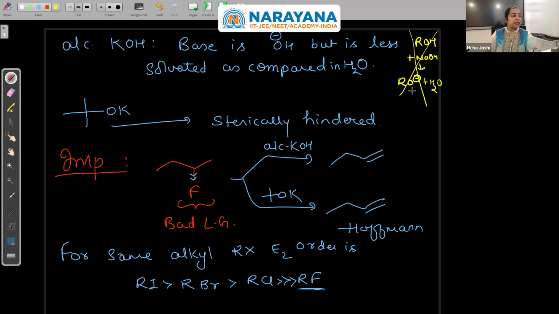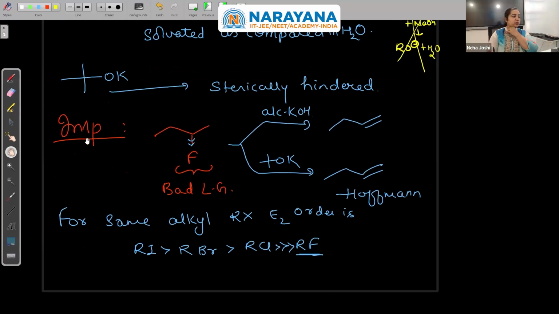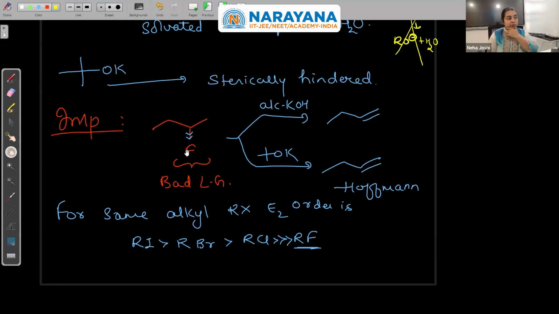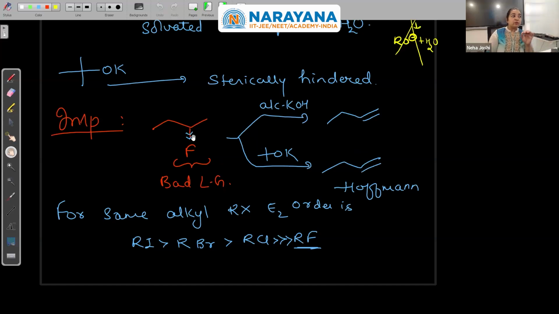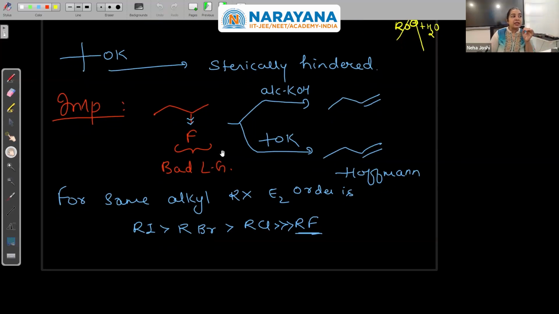So never consider that when we talk of alcoholic NaOH, the base is RO minus. The base is less solvated OH minus. So this is sterically hindered, and we have discussed what is to be discussed there. Important: with fluorine. See, here I mentioned chlorine, bromine and iodine. This is steric and all factors, and Saytzeff-Hofmann. With fluorine, as it is a bad leaving group, irrespective of the steric nature of the base, whether I use alcoholic KOH or I use tertiary butoxide, I end up forming the Hofmann alkene.